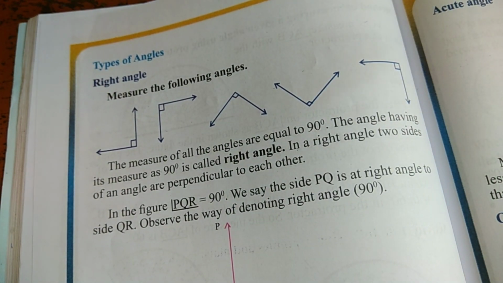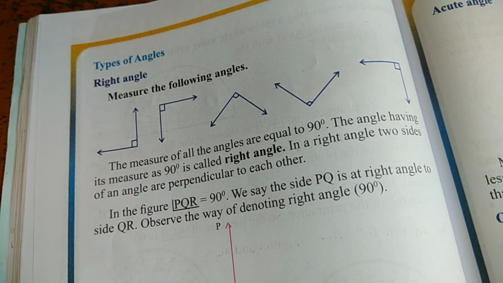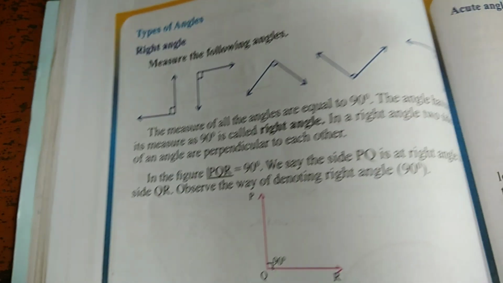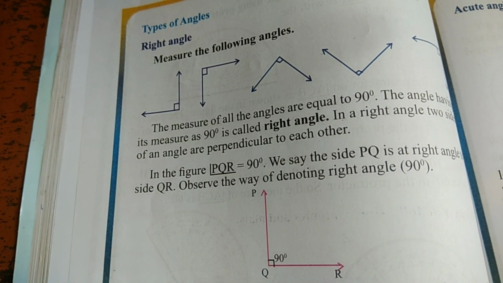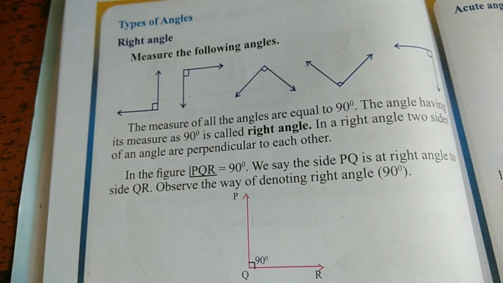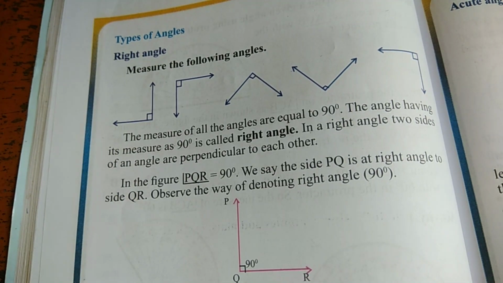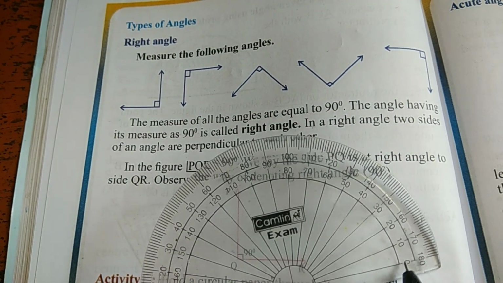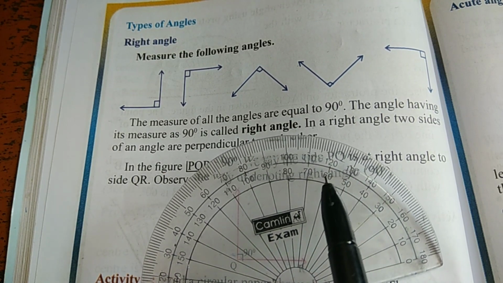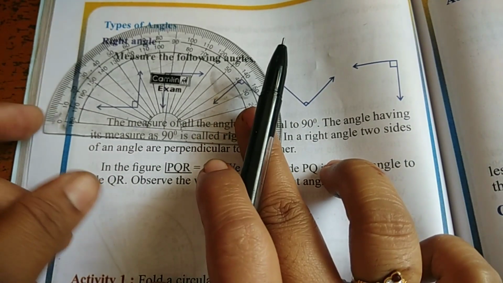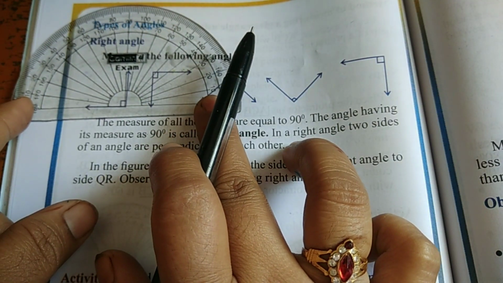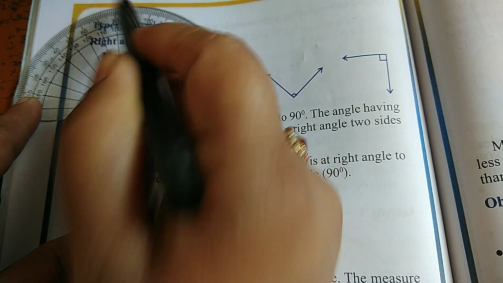Now, types of angles. See children, a straight line means the angle is exactly 180 degree. Next one, first one is what? Right angle. The angle having a measure of 90 degree is called a right angle. Where is the 90 degree? You tell me. See 0, 10, 20, 30, 40, 50, 60, 70, 80, exactly 90 degree. This is a right angle.